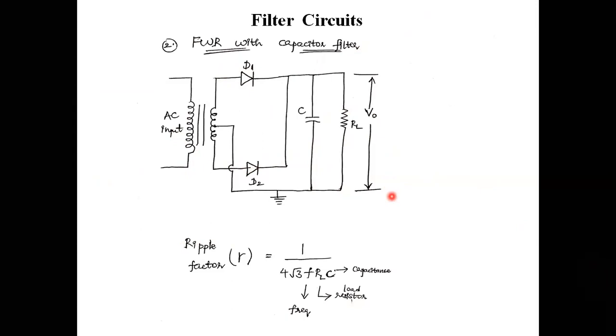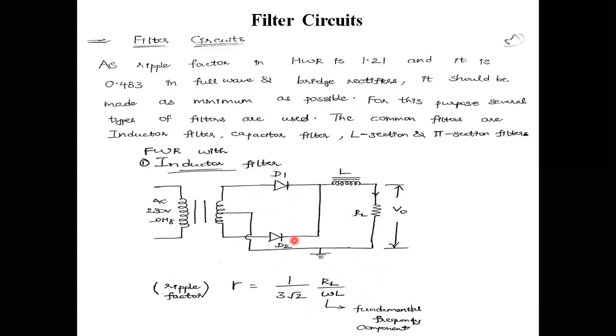In this, the ripple factor is given by the formula gamma is equal to 1 by 4 root 3 FRLC, where F is the frequency, RL is the load resistance, and C is the capacitance. In this way, we can find out the ripple factor of this full wave rectifier. Operation we have seen already. I am telling this one in order to identify different circuits and how those components are placed.